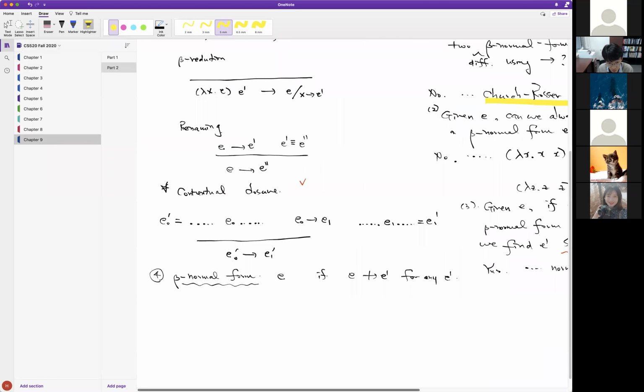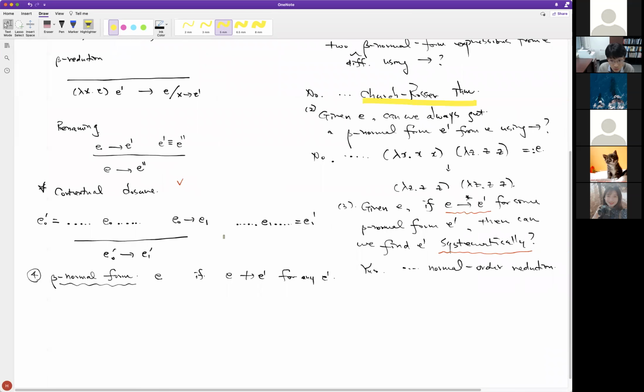Okay, so let's move to the next. What we are going to do next is the Church-Rosser theorem and unique normal form.